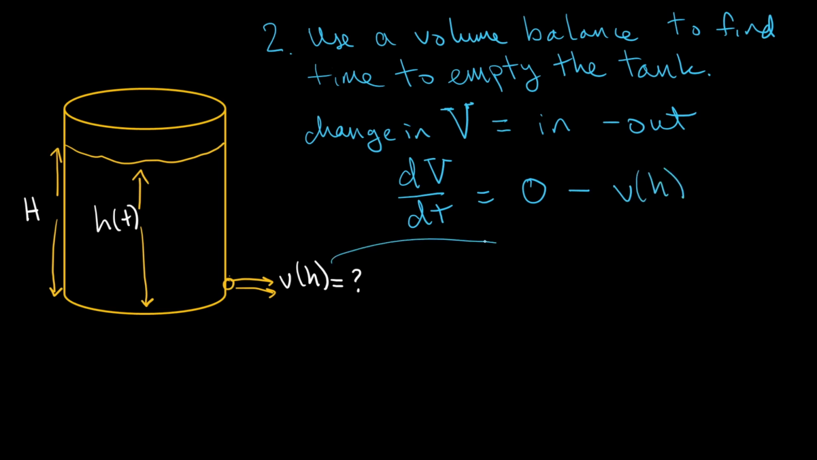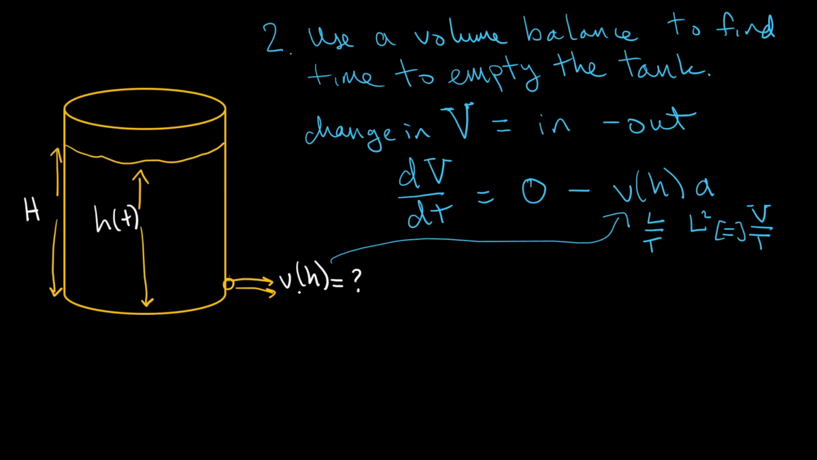That's this term right here, times the cross-sectional area. So that's our A. These units work out. Velocity has units of, let's say, length per time. A has units of length squared. So this works out to be units of volume per time, which will match our differential equation over here. So this is the basis of our volume balance.